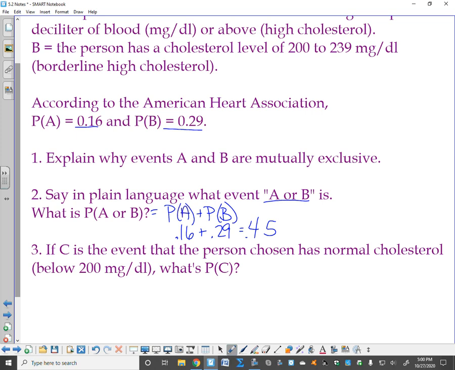If event C is the event that the person chosen has normal cholesterol, which means we are below 200 milligrams per deciliter, what is the probability of C? Okay, I want you to pause it. And I want you to not just focus on the answer. I want you to focus on the statistical writing, the math, the notation that goes in front of it. So pause it, see what you got.